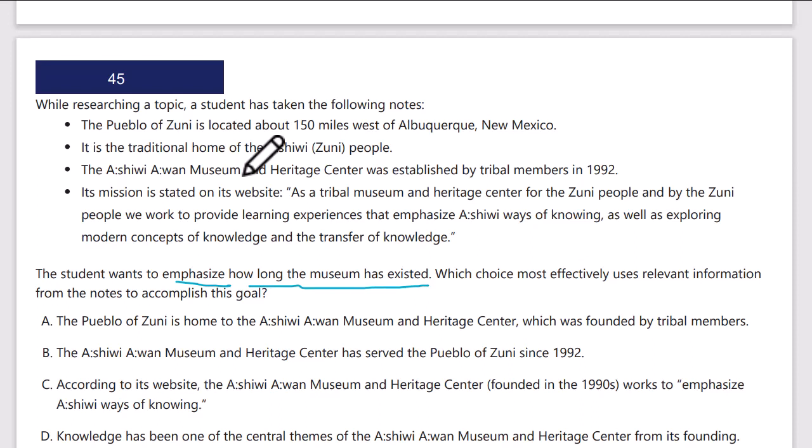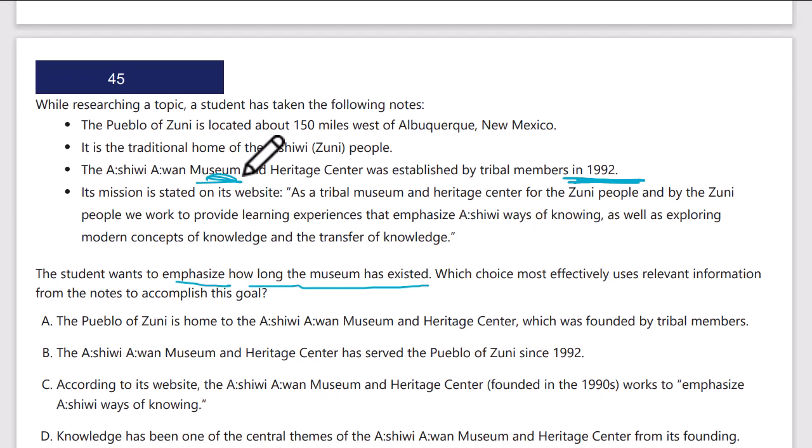The student wants to emphasize how long the museum has existed. Okay, so some museums have been around for a long time. The Pueblo of Zuni is located 150 miles west of Albuquerque, New Mexico. It is the traditional home of the Zuni people. The Zuni Museum and Heritage Center was established by tribe members back in '92. So it's kind of been around since '92. That's kind of what we want to know. Its mission is stated on its website. It's a tribal museum and heritage center for the Zuni people.